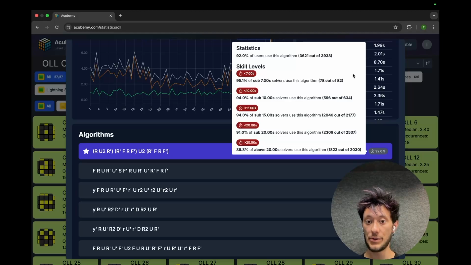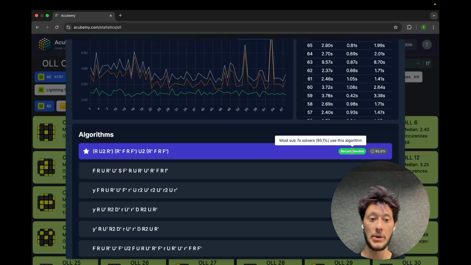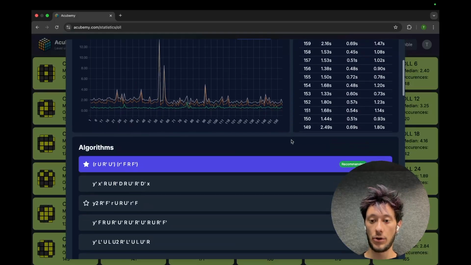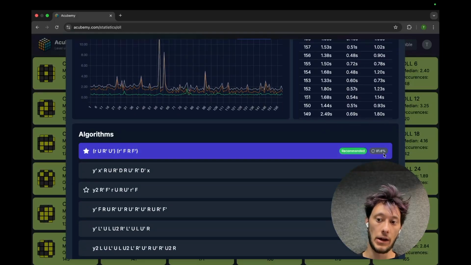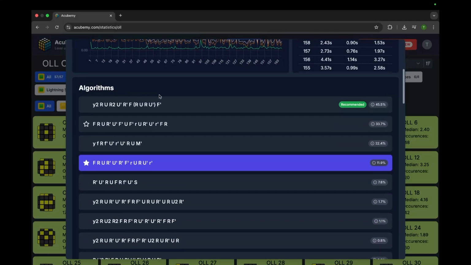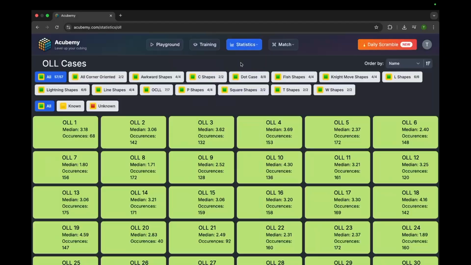We're especially interested in what algorithms sub-7 second solvers use. And based on that information, we recommend one algorithm. For most cases, like OLL24, most cubers use one algorithm. But for other cases, like OLL34, usage is way more distributed. You can check out all this data on Acubemy.com, even without an account.